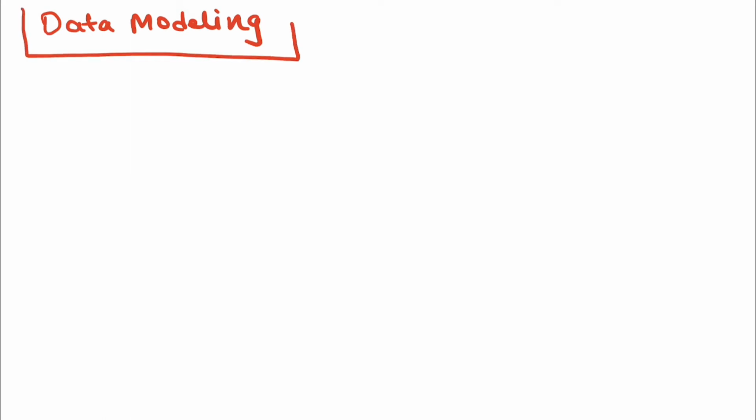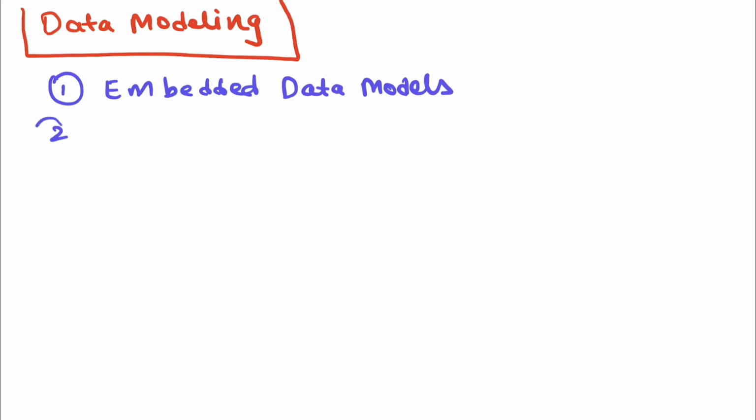Now going to the next concept, which is data modeling. The first thing you need to do in MongoDB is design your data model. Whenever you want to store your data inside MongoDB, you need to do data modeling, and MongoDB supports two types of data modeling. First is the embedded data models, and the second one is the normalized data models.